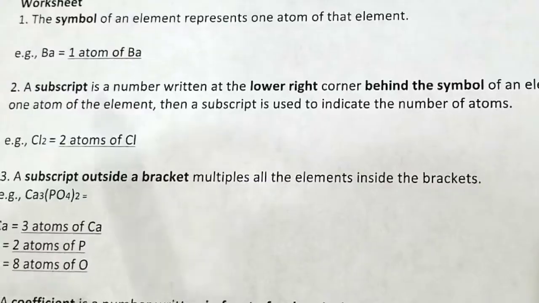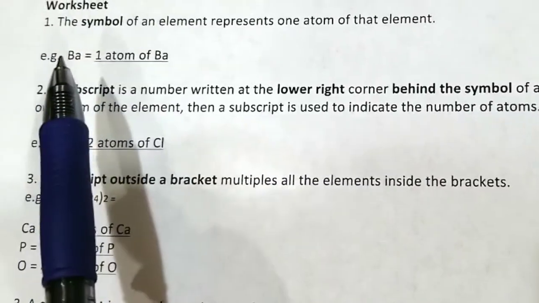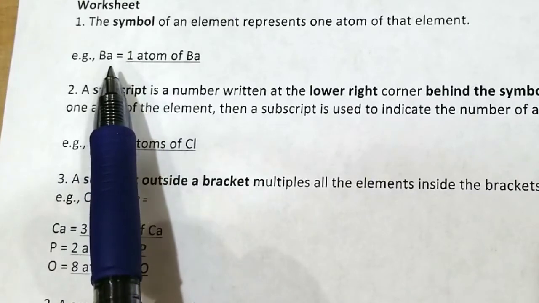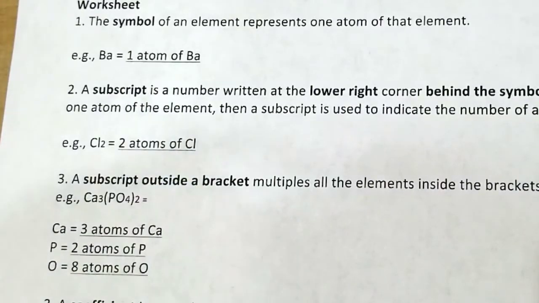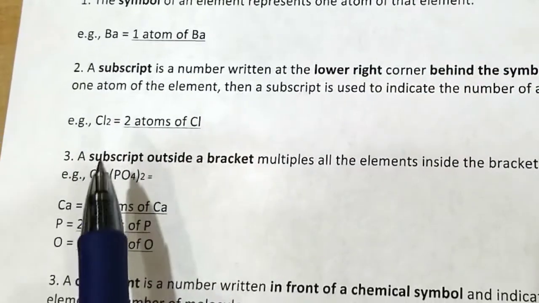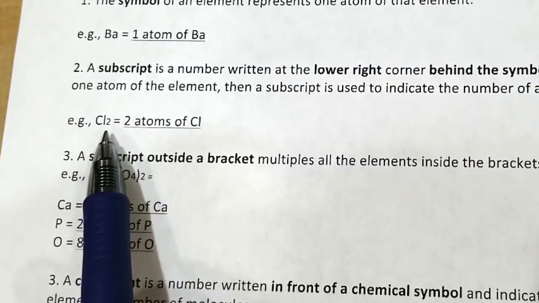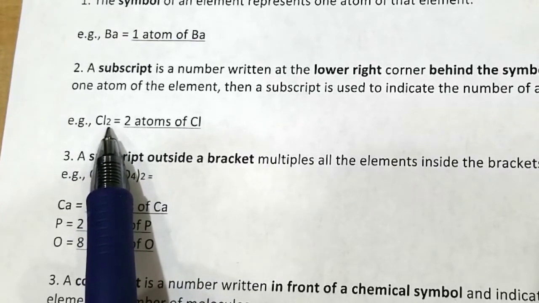In chemistry, elements can stand by themselves. When they do, it counts as one single atom of that element. Or they can come together in clumps of two. So right here, the number 2 at the bottom right, the subscript, represents that we have 2 atoms of chlorine.